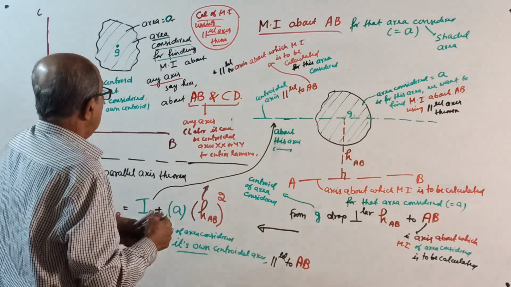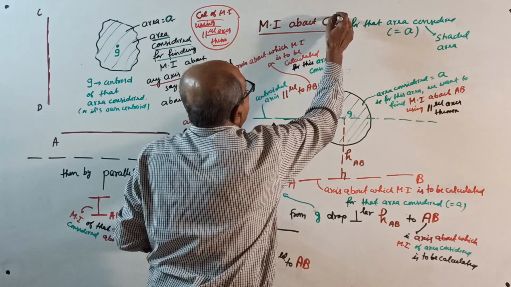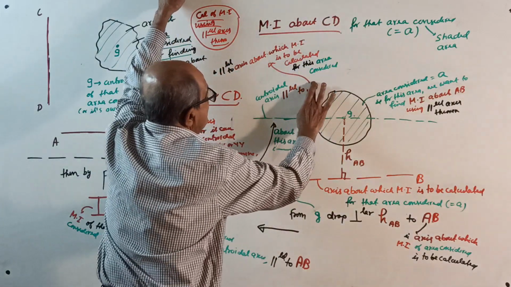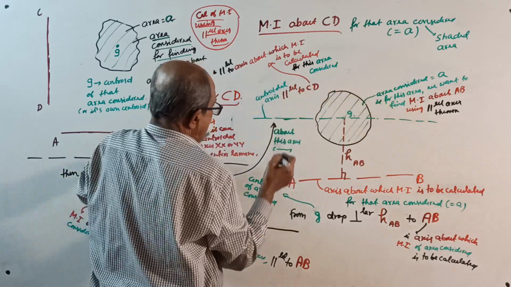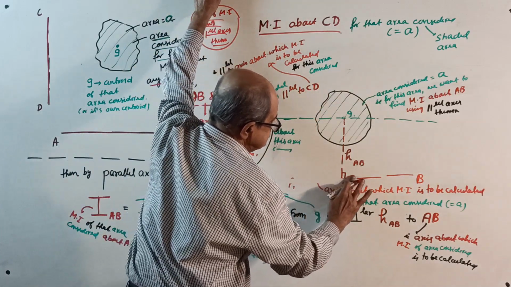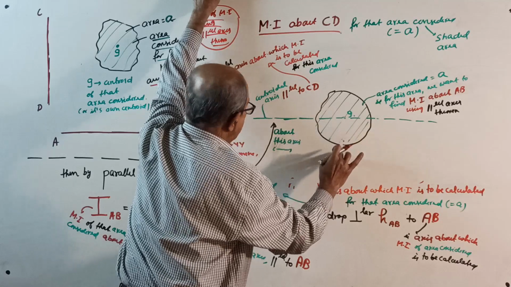Okay, now I will tell I about CD. Once again, I will do one thing now. I will change everything to CD. This I will remove. You should not do it this way. You should write once again.